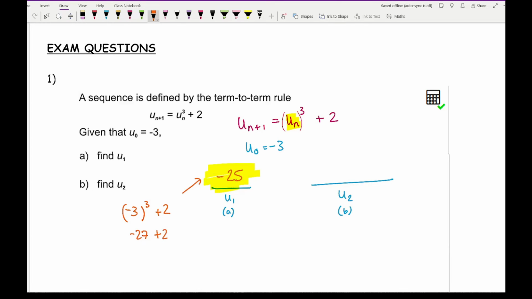Then for this u2 value, it's going to be the previous term, which is u1, which is -25 cubed plus 2. Now if I put that in brackets, -25 cubed, plus 2, I get an answer of -15623, and there is my value of u2.